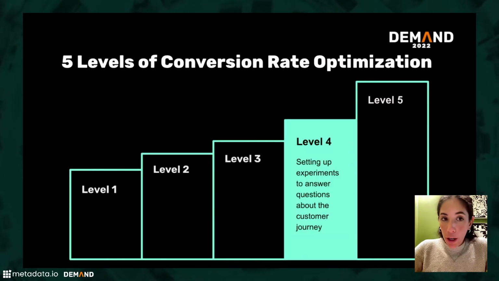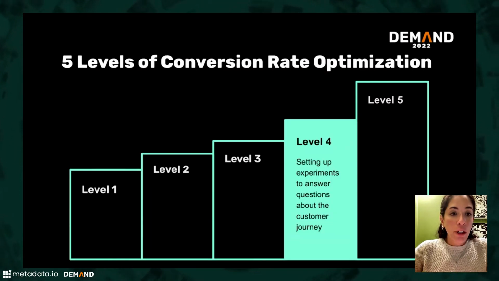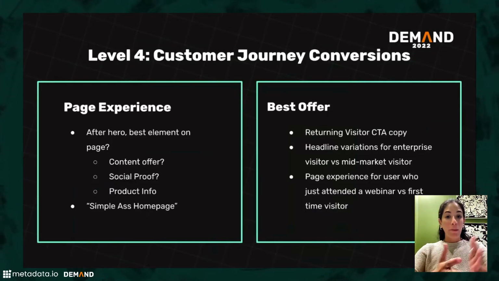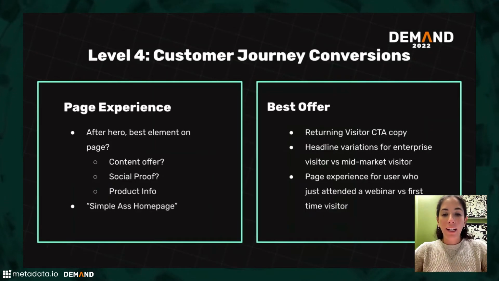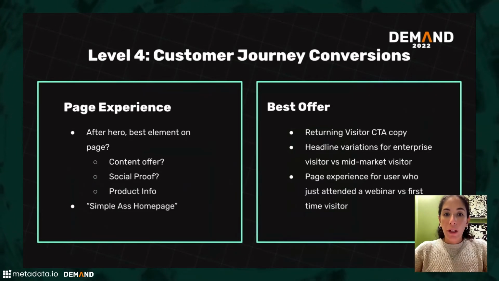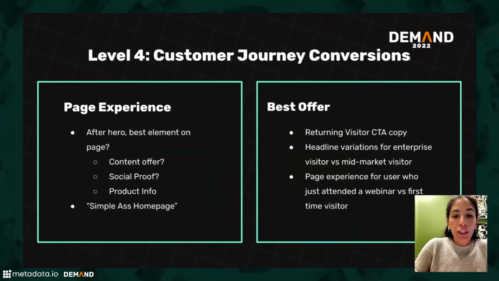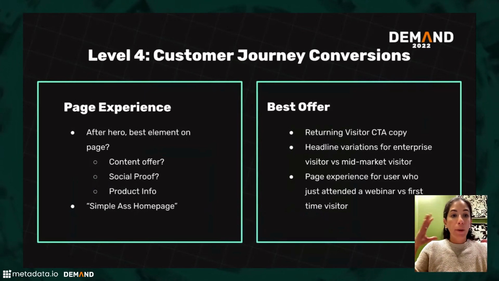Moving on to level 4, setting up experiments to answer questions about the customer journey. So this is when things start to get a little bit more complicated and you start to get more integration with different data sources. So for your page experience, after your hero image or after your hero component, what's the next best element on the page?